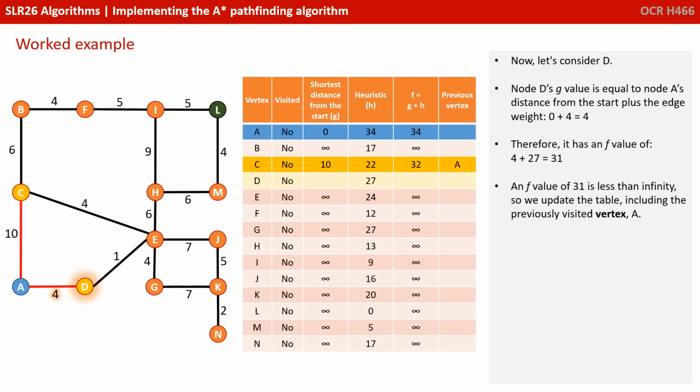Okay, so let's now consider D. That was the other vertex connected to A. Node D's G value is equal to node A's distance from the start plus the edge weight. So that's 0 plus 4. So the G value is 4. Therefore, it has an F value of 4 plus its heuristic of 27, and it equals 31. An F value of 31 is less than infinity, so we update the table, including the previously visited vertex, to A.